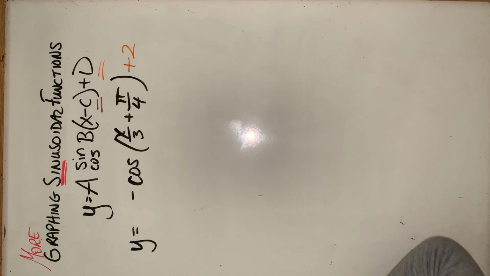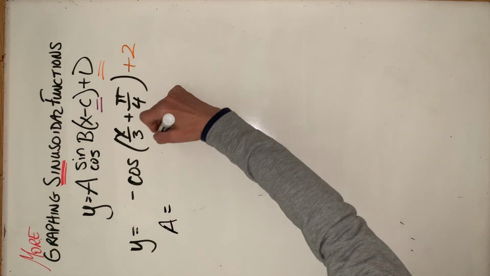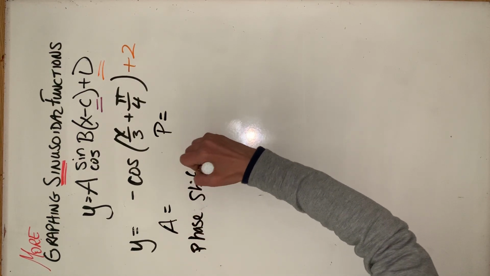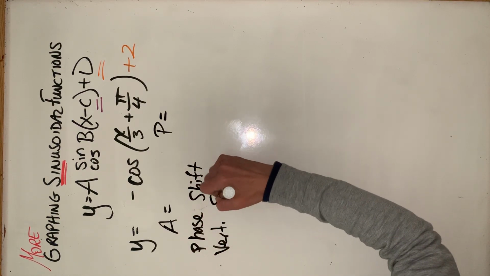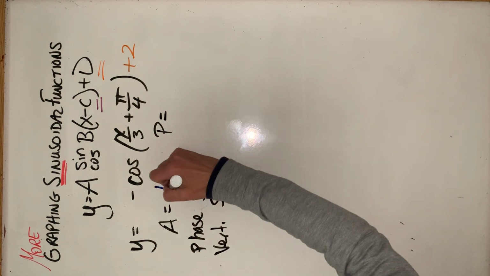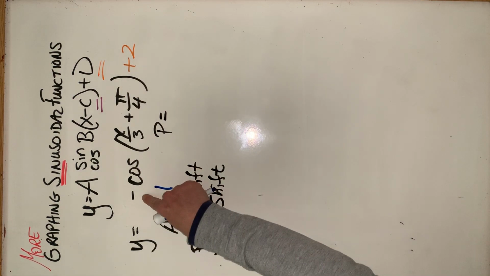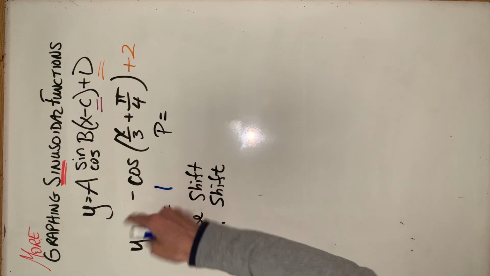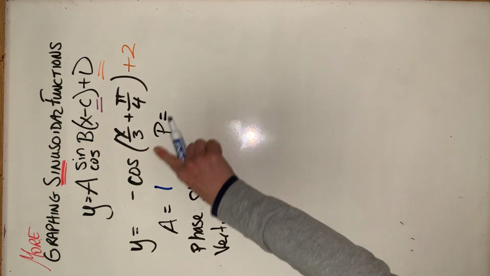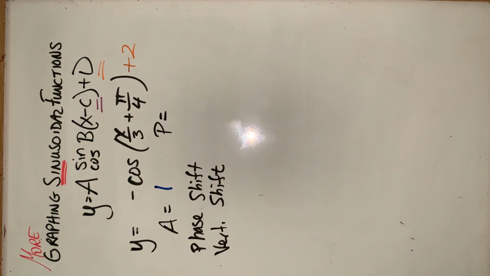Okay, so now that we've established that, let's talk about amplitude, period, phase shift, and vertical shift. And then we'll graph. Okay, so let's start with the amplitude. Our amplitude is just 1, because the coefficient here is just -1, which is just going to be a reflection over the x-axis.